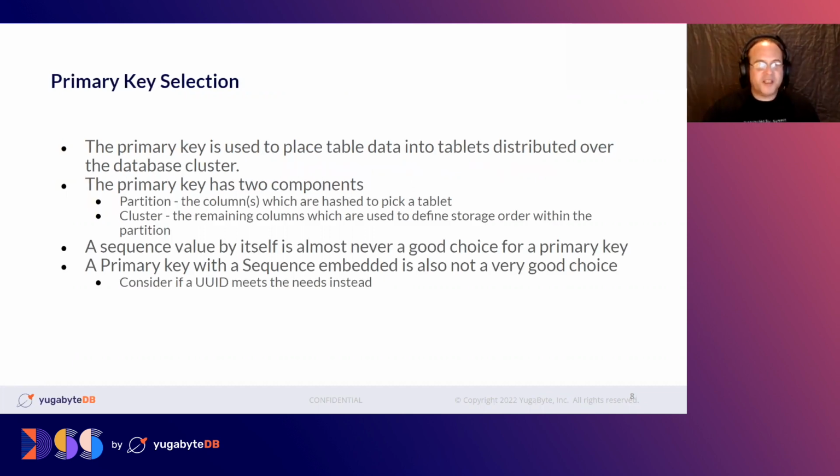So for primary key selection, I'm going to repeat this a bunch of times. This is what determines where a row lands in the cluster. So there's two components to the primary key. There's a part of it that I highlight with parentheses. That's the partition, the part that actually chooses where the row lands. And then the rest of the columns in the primary key, that's going to determine within a tablet which rows are written near each other.